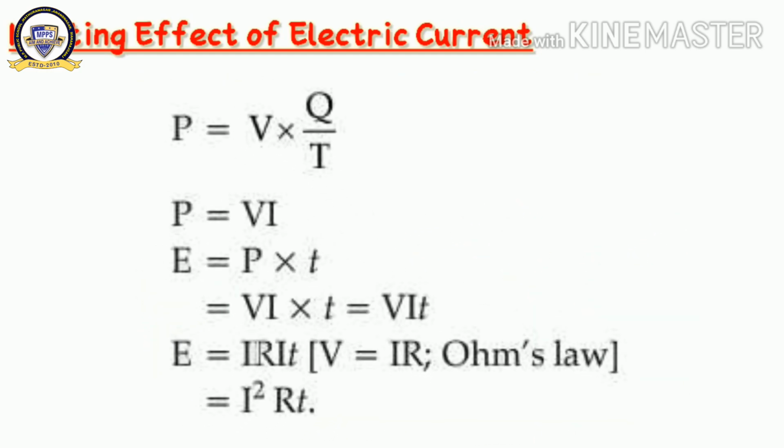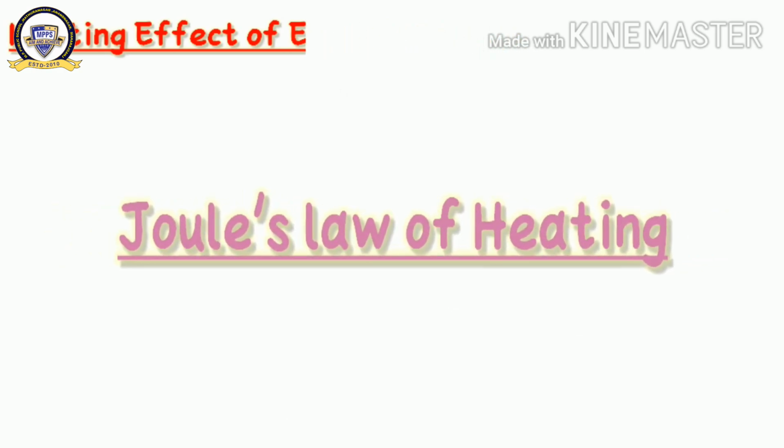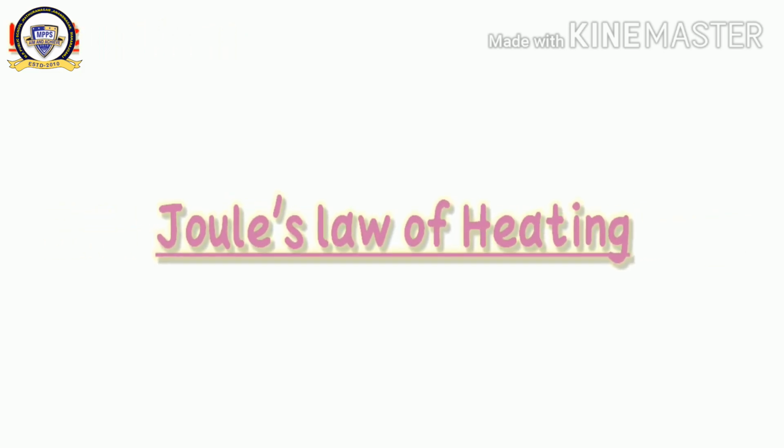Mathematically, we can derive an expression for the energy which is dissipated from the heating effect of electric current by using Ohm's law as follows in the figure. Finally, you will have the formula energy is equal to I squared RT. It can also be termed as VIT. The heating effect of electric current is also known as Joule's law of heating.